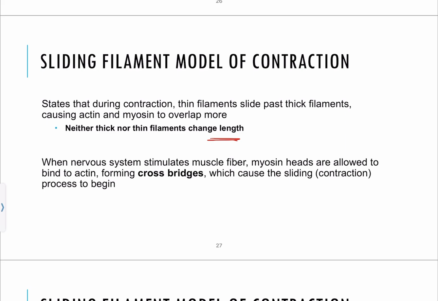Again, this is under our voluntary control. We contract our muscle when our nervous system stimulates the muscle fiber. What's going to happen is the myosin head is going to bind to the G-actin subunits and form those cross bridges. And that's when our sliding, or our contraction process, begins.